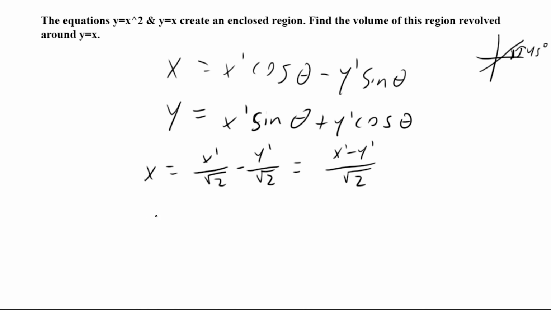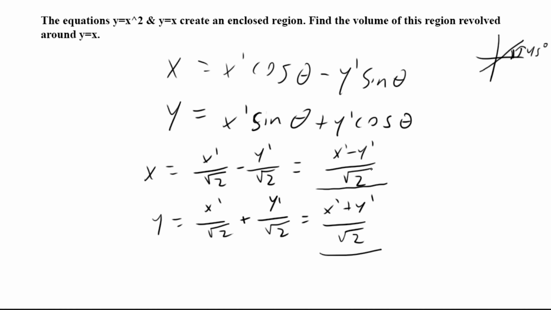And then for y, it's very similar. We get x prime over square root of 2 plus y prime over square root of 2, which then equals x prime plus y prime over the square root of 2. And now we have these new x and y values essentially right here and right here, and we're going to plug this back into our original equation, which is y equals x squared. So we'll plug this in for x and plug this in for y, and that will give us our new parabola that is not a parabola anymore, but it's rotated 45 degrees.